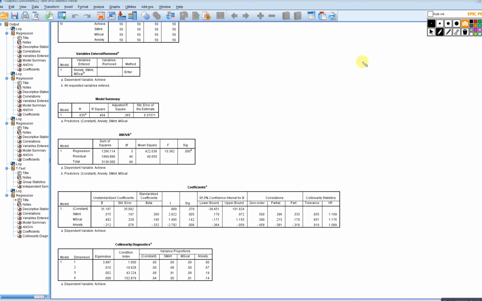The partial correlations are basically, well, partial correlations.